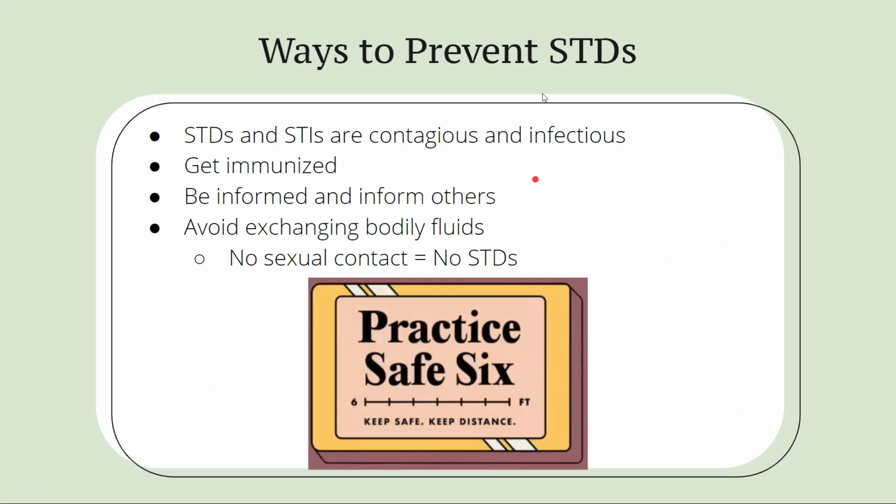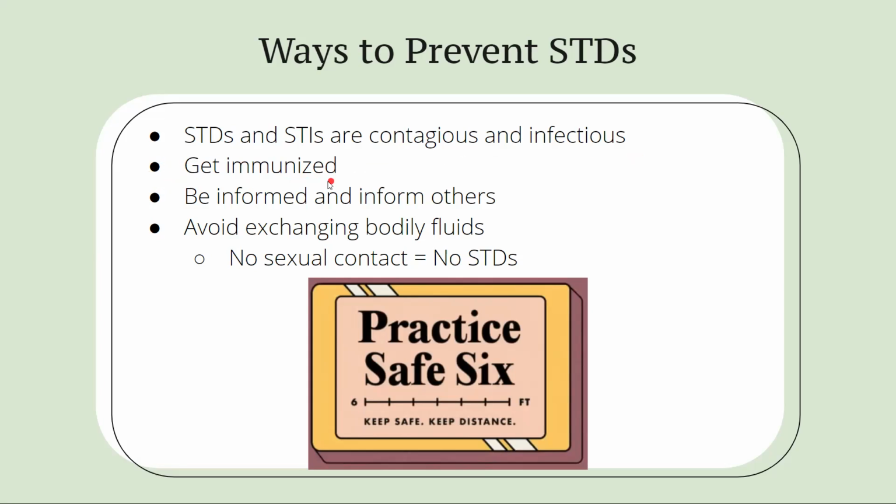So just like we were talking about, how do we prevent STDs? We just learned all about them, how awful they can be, what kinds of symptoms they can cause, and how a lot of them, there is no cure. The best way is to prevent them. So STDs and STIs are contagious and they're infectious. They can spread from any person to any person. So the most important thing we can do are these three things.